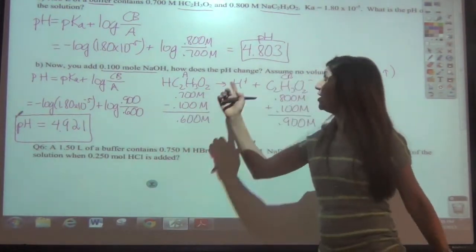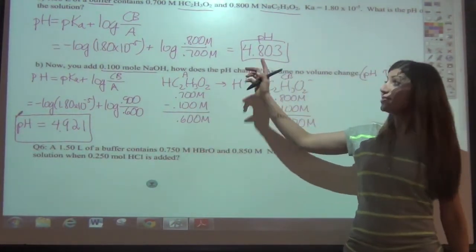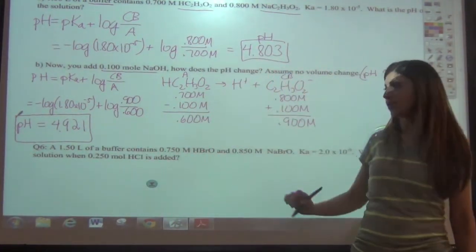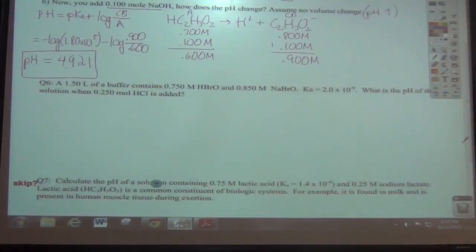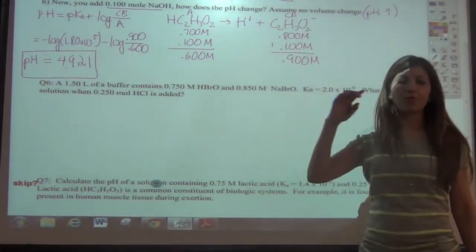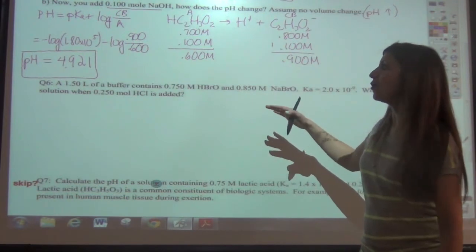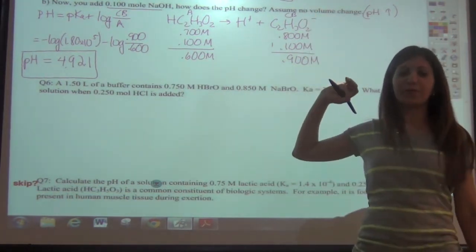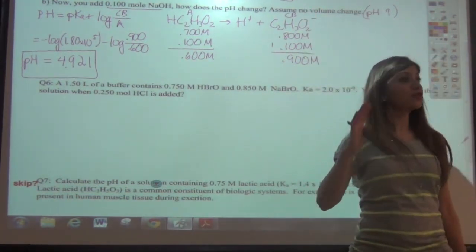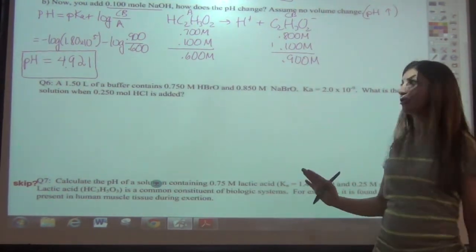So what we can see here is that yes, our pH did increase, but it just increased slightly. So it didn't really increase very much. In this case, this is the same as the other one, except now we are not going to first calculate the pH of the original buffered solution. We're just going to be calculating the final pH.